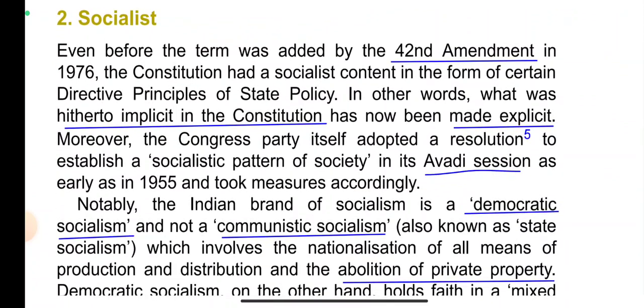Now socialist. Even before the term was added by the 42nd Amendment in 1976, the Constitution had a socialist content in the form of certain directive principles of state policy.